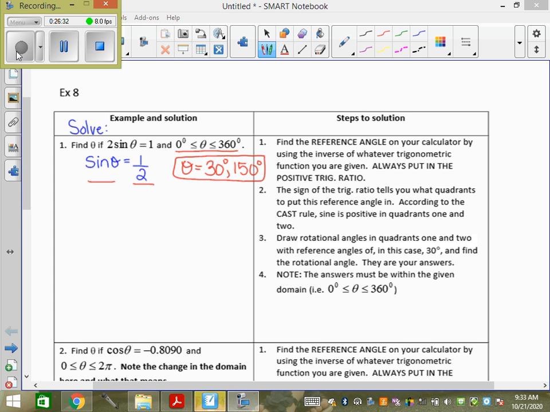Because it says between 0 and 360, I'm good. If it says between 0 and 2 pi, I would not be good. If it said between 0 and 2 pi, my answers would have to be pi over 6 and 5 pi over 6. You have to look for your domain. If your domain is in degrees, your answer is in degrees. If the restricted domain they give you is in radians, your answer has to be in radians, or it won't be marked. Okay? What happens if I changed it to this?